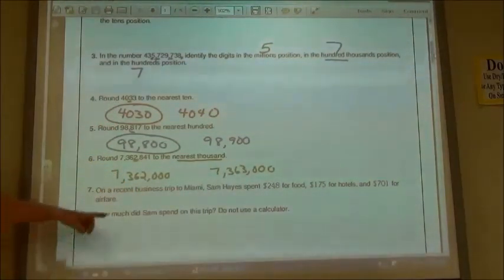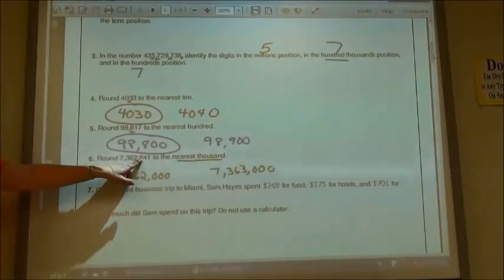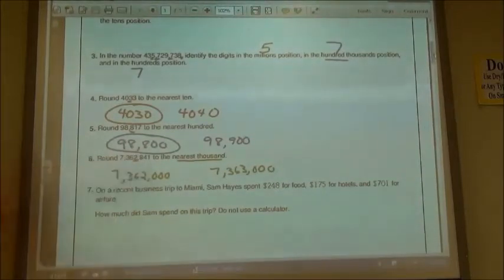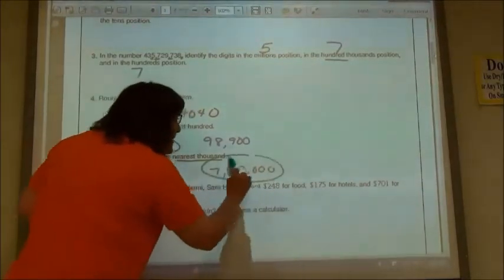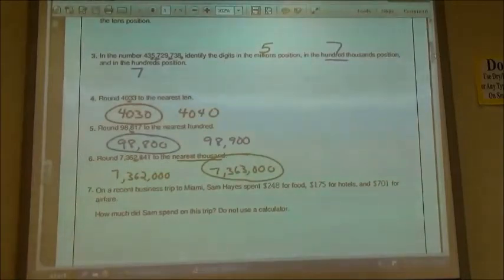Now I have to look. I look at the number right after that 2. It's an 8. If it's 5 or higher, I round it up. If it's 4 or less, I leave it alone. 8 is higher than 5, so in this case, I have to round it up. So 7,363,000 is what it's closest to.